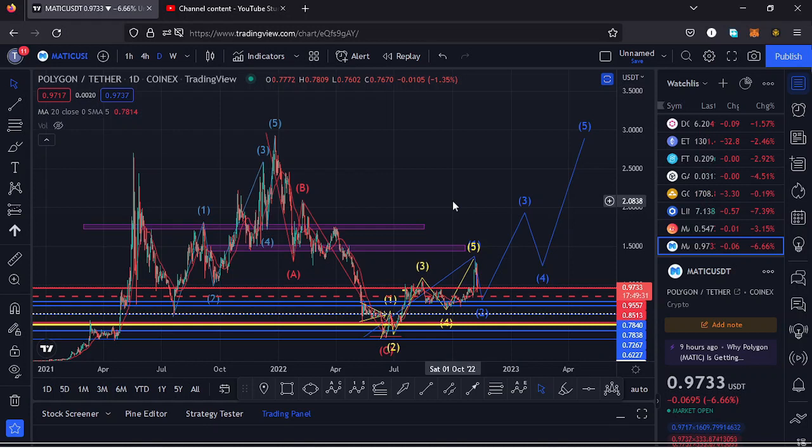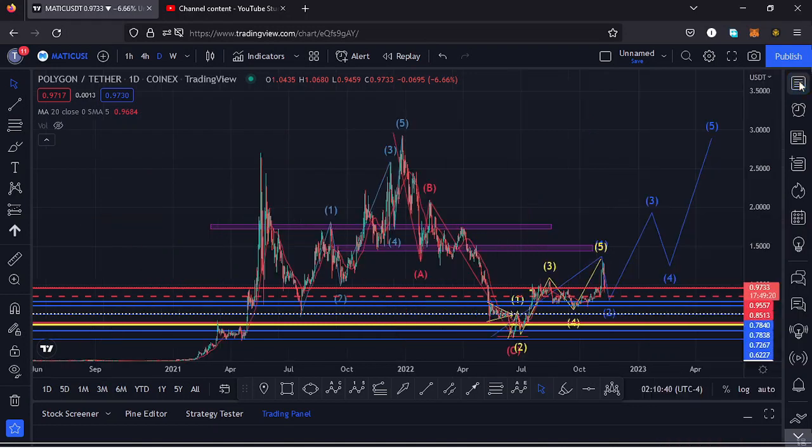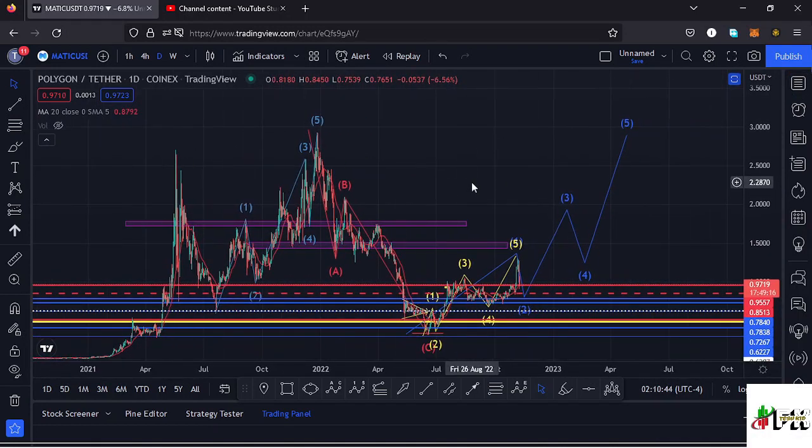I'll be giving you a price prediction update on Polygon Matic, whose current price stands at the $0.9733 mark, and here on TradingView the market is down by 6.6%. And in this video I want to give you the key scenarios that I expect to play out, basing my analysis on the Elliott wave structures, the Fibonaccis, the key areas of support and resistance, and also drawing out any key chart patterns that you have on this chart.